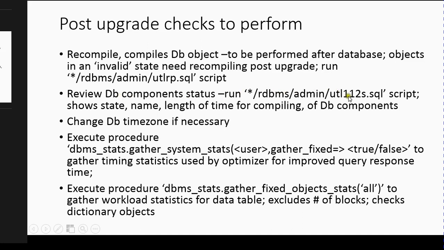You would run the utlu112s.sql script. This is 112 because I'm working on 11gR2; I'm performing an 11gR2 database upgrade. If you have a different version, then I'm assuming that this script will also be different. You run this command to show the different database components, their names, how much time it took for them to compile, and also their state.